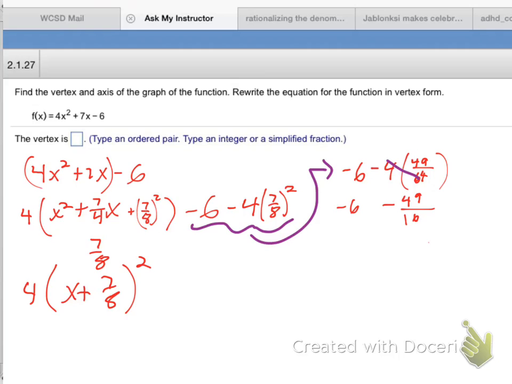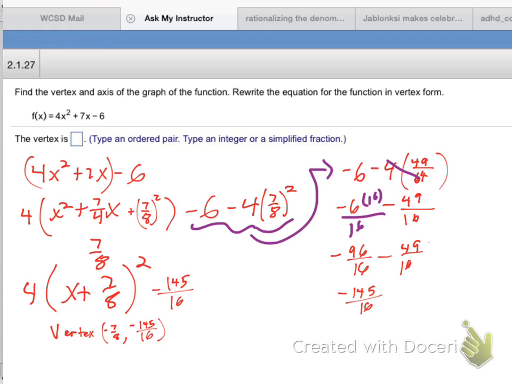Now I can't add those until I get a common denominator of 16, so I multiply that left-hand part by 16 over 16, and 6 times 16 is negative 96. When you subtract those two, negative 96 minus 49 is negative 145 over 16, and that's your whole equation right there. Your vertex would be negative 7/8, negative 145 over 16. So right here you'll see that. And then the axis of symmetry would be just the x part of that, negative 7/8.